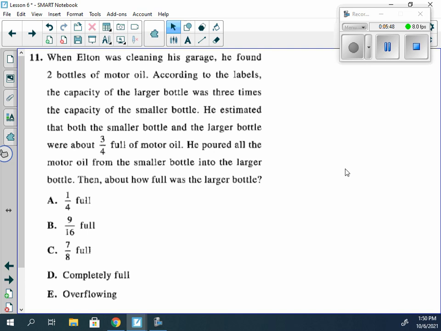11. Massive word problem. When Elton was cleaning his garage, he found 2 bottles of motor oil. According to the label, the capacity of the large bottle was 3 times the capacity of the smaller bottle. He estimated that both the smaller and large bottles were about 3/4 full of motor oil. He poured all the motor oil from the smaller bottle into the larger bottle. Then, about how full was the larger bottle?